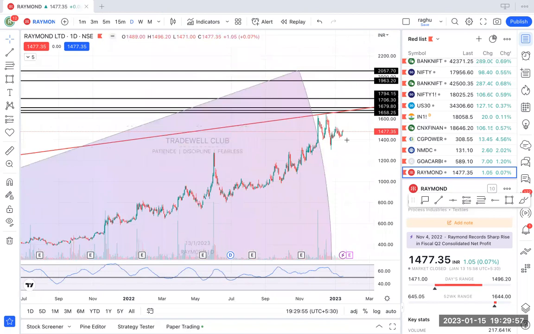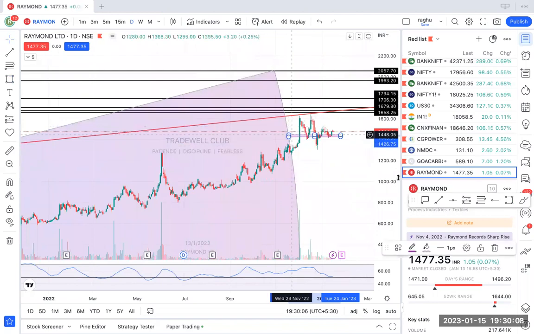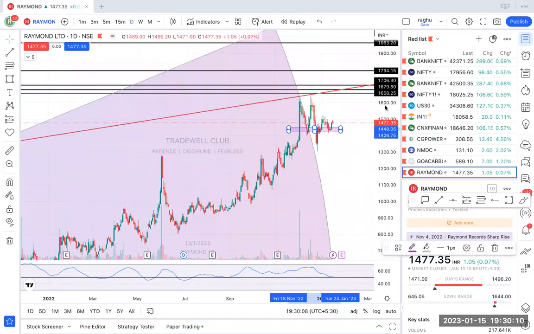So my target for Raymond's is 2057, which is the ultimate target. First, currently it made a double top and came down. Again, it got rejected from the bottom side, which is your supply zone. So you can hold this particular stock for bigger targets. And it is just a retracement. Now it will go up.